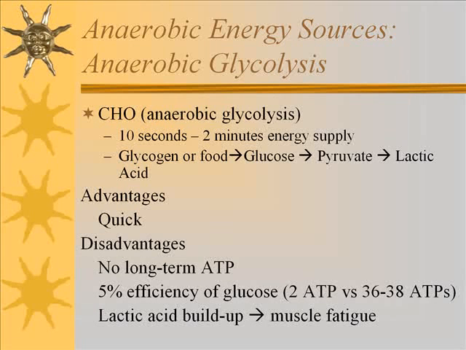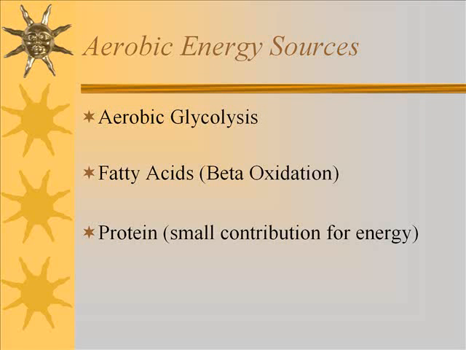We only get 5% efficiency of breaking down that glucose. When we break down a glucose molecule, we have the potential to get, as you see in parentheses there, 36 to 38 ATPs for every glucose molecule. In anaerobic glycolysis, we only produce 2 ATP. So there's quite a big difference there in the potential energy and what we actually get out of it in an anaerobic state. Lastly, that lactic acid buildup would be a disadvantage.